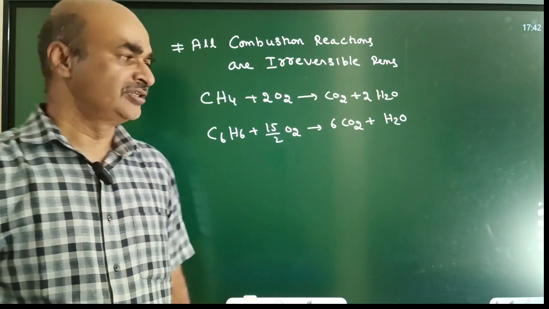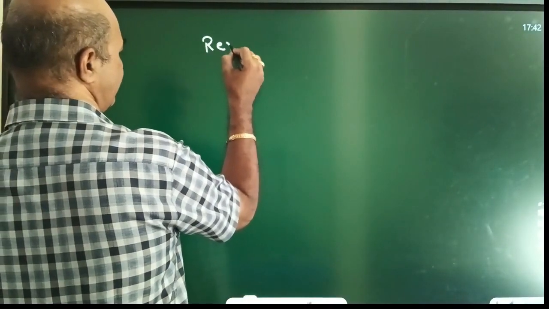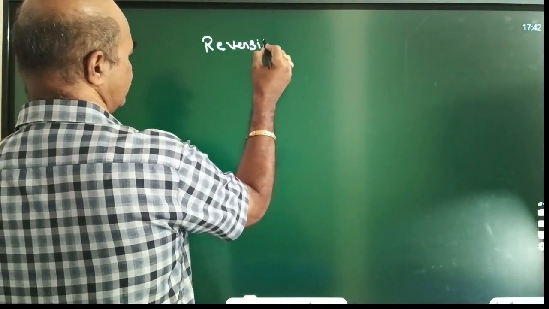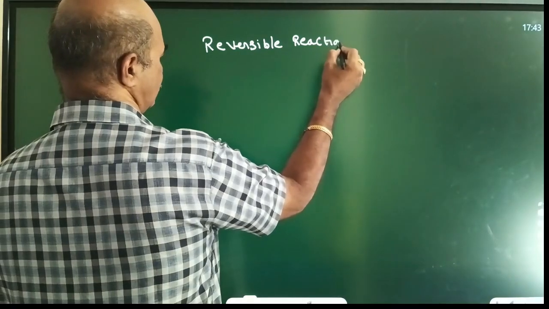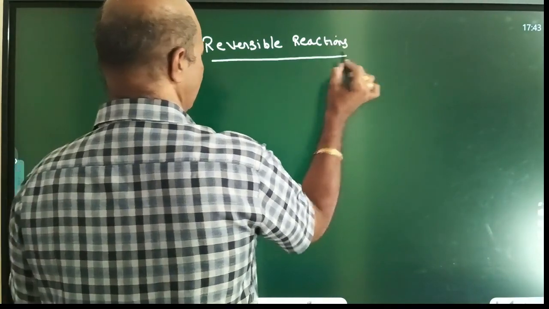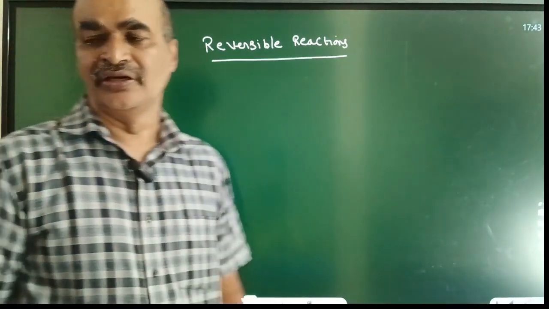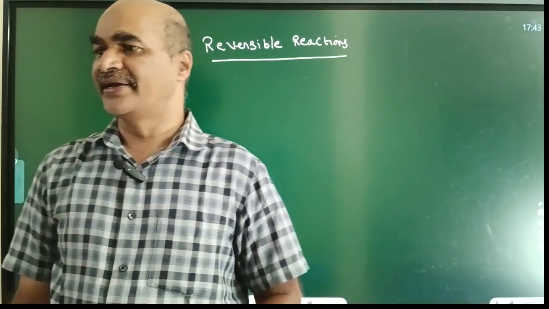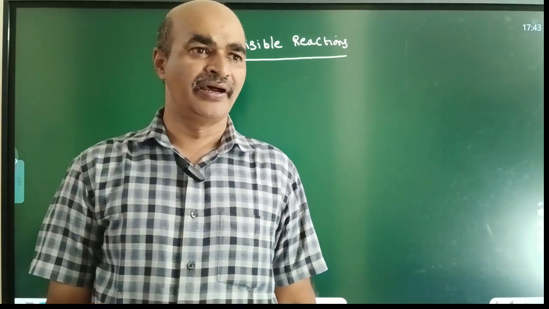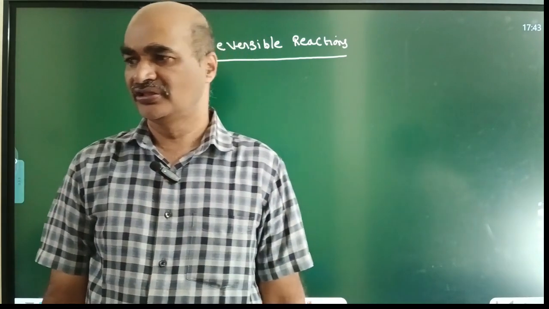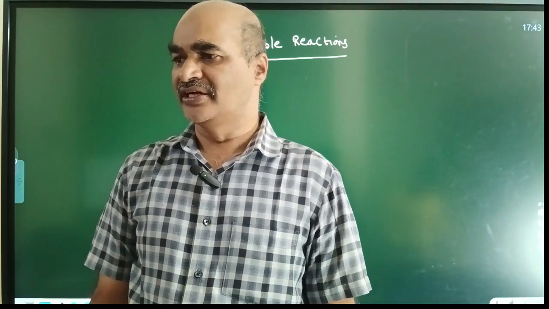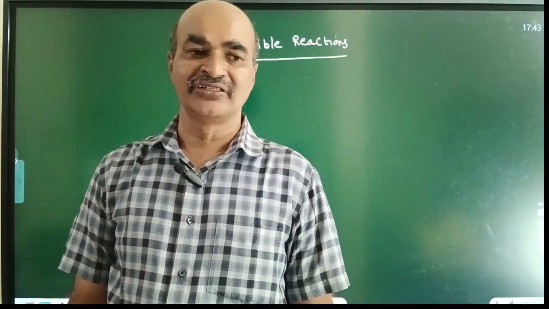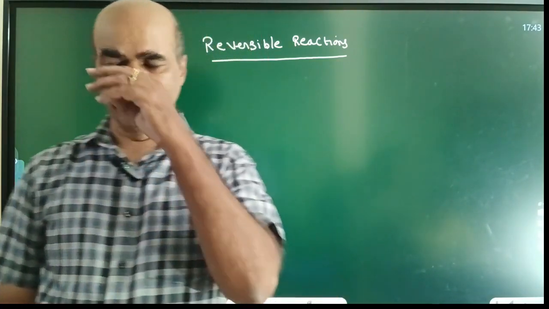Next, reversible reactions. What are reversible reactions? A bidirectional reaction in which none of the reactants is completely consumed and a state is reached. It is the equilibrium state.